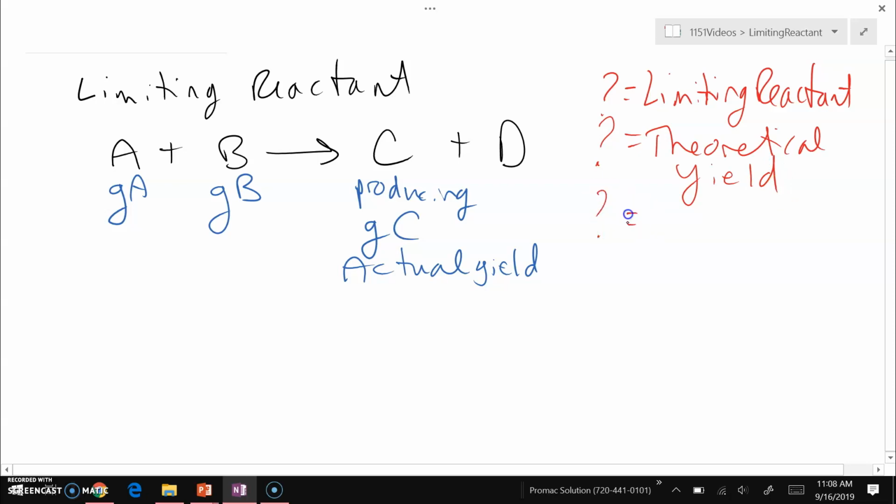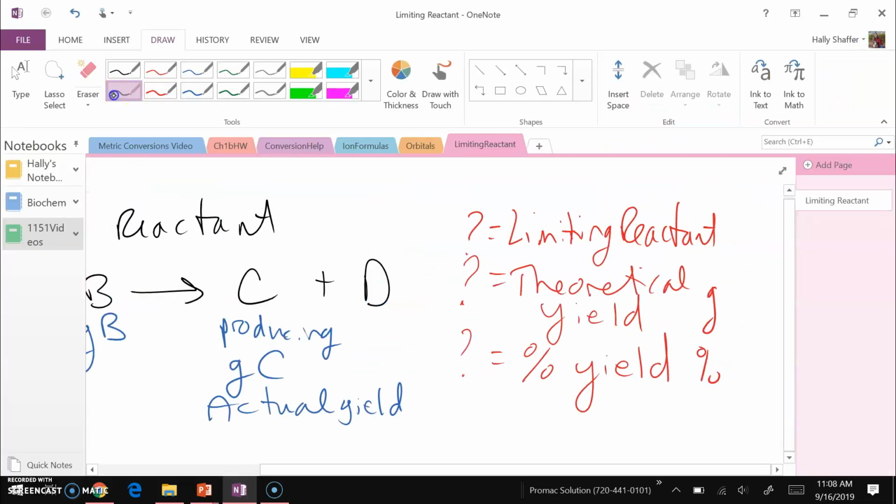And then oftentimes you're also asked percent yield. Okay? So the unit for percent yield is going to be in percent. The unit for theoretical yield, you're looking for something in grams. In limiting reactant, it's going to be either A or B. Reactant A or reactant B. So blue is what you're given, red is what you're asked for, and we're going to go through sort of the step-by-step process. I'm going to go back to black.